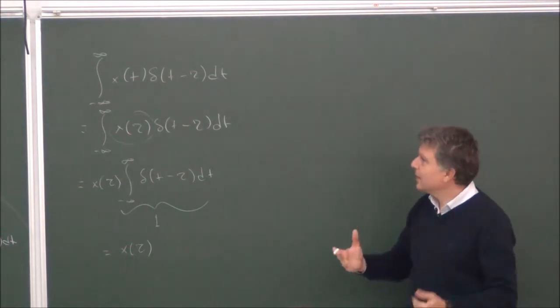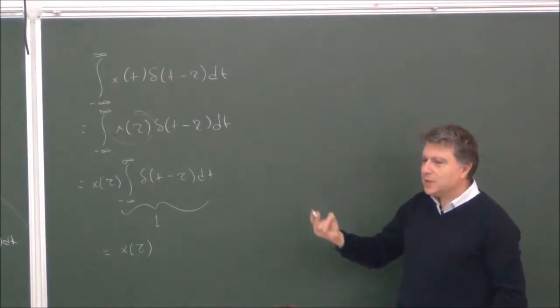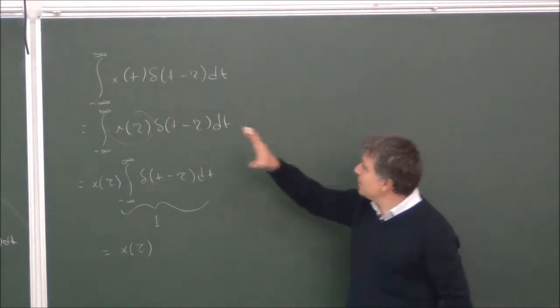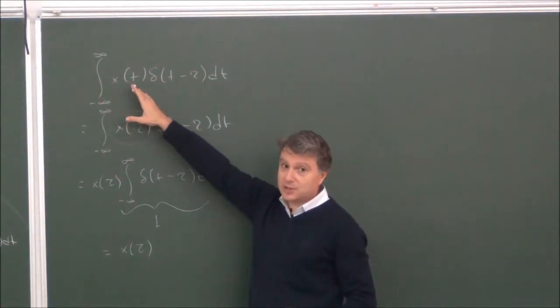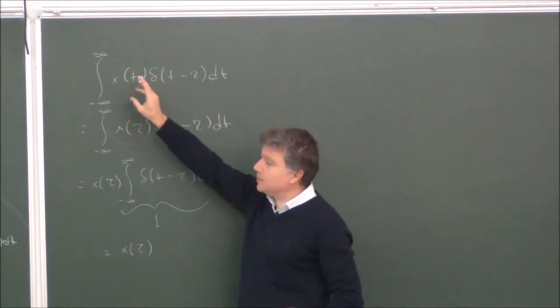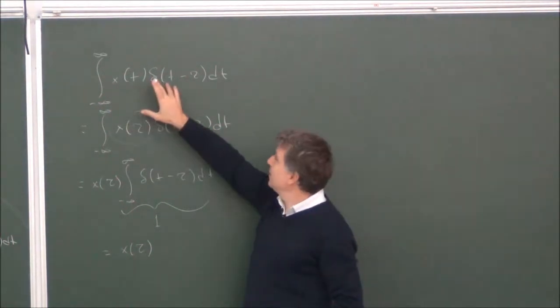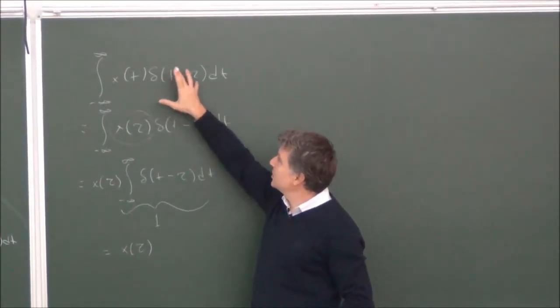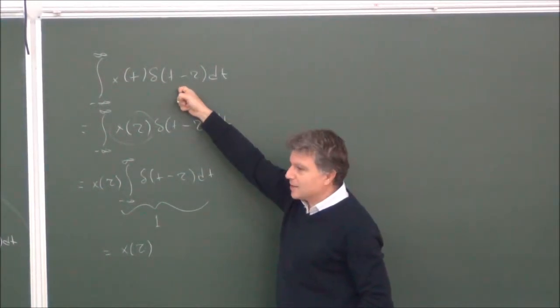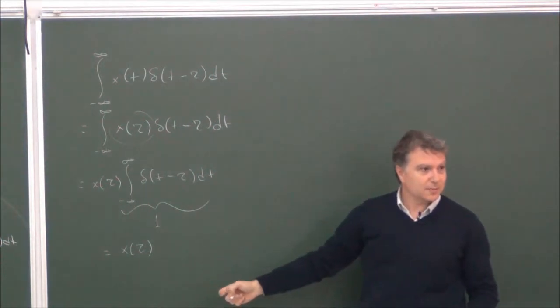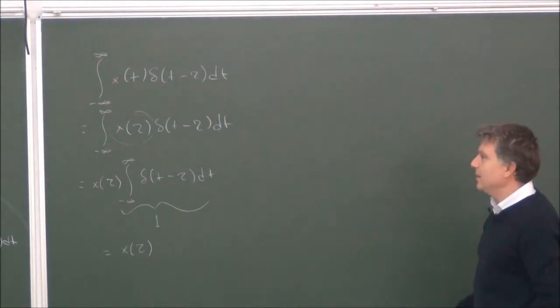We don't want that. The definition that we require for an impulse is such a function that when it gets multiplied with any other function and integrated, it depicts the value at that impulse position, which is tau. So delta is such a function that this integral is equal to x of tau, in other words. That is how we define the impulse.